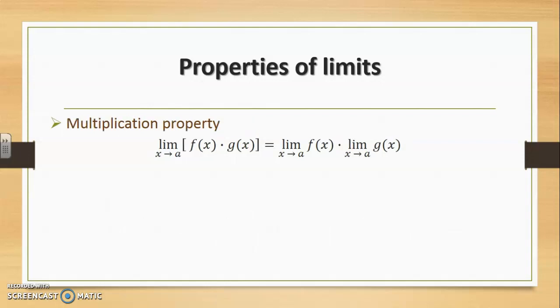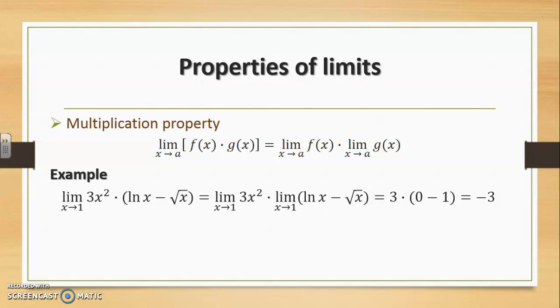The multiplication property says that the limit acting on a product of two functions can be replaced by the product of the two individual limits on these functions. If the original limit has x tending towards a, obviously we will apply limits as x tends towards a to both f and g individually.